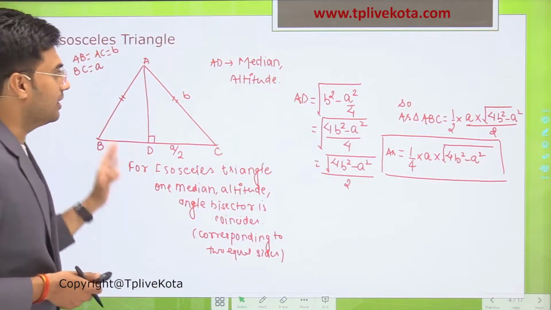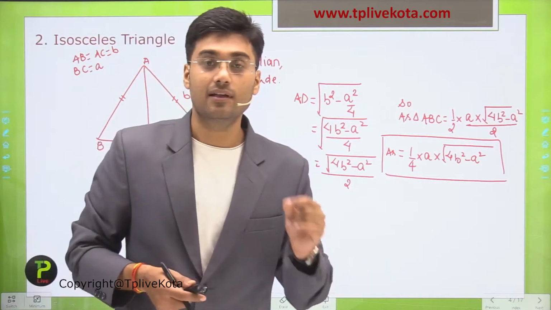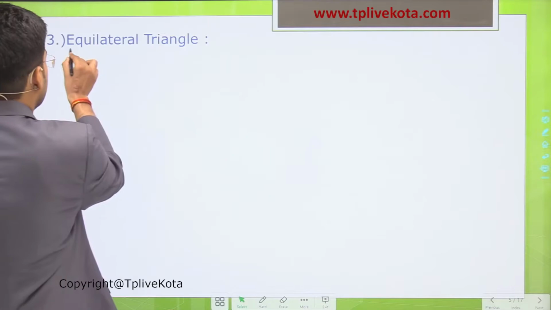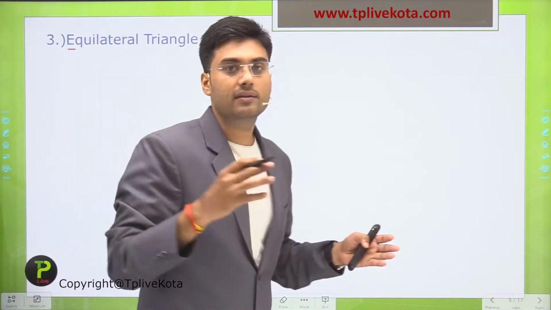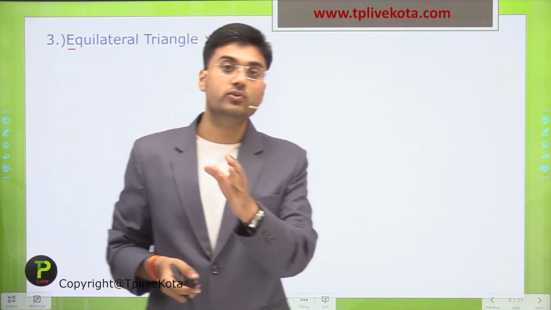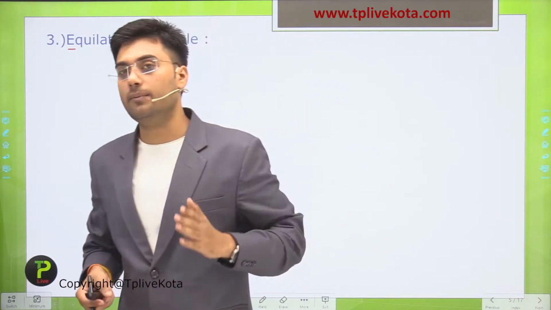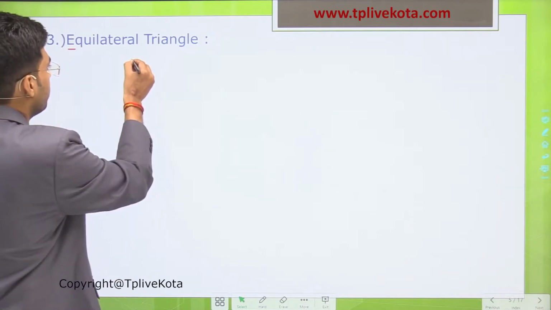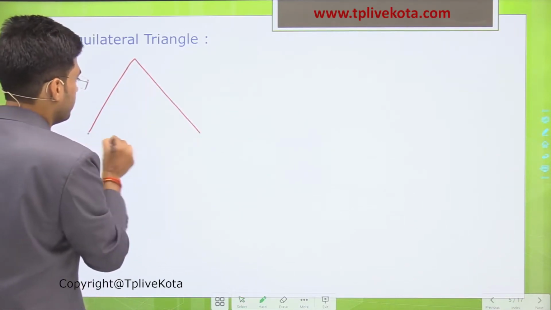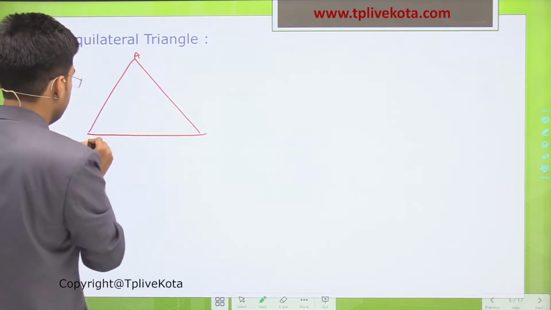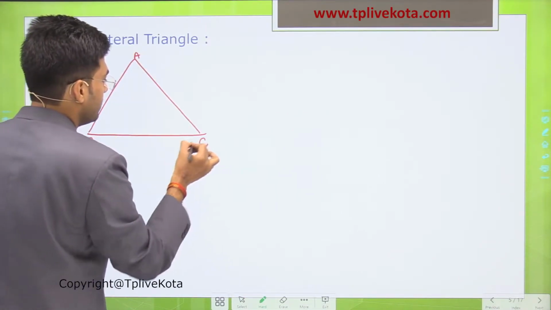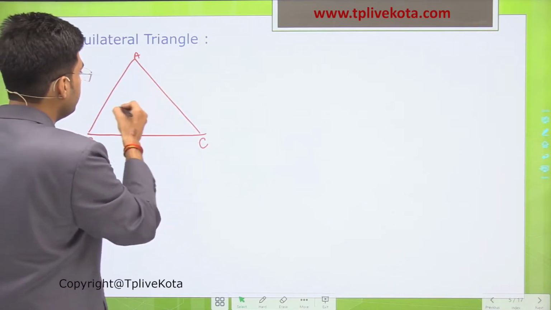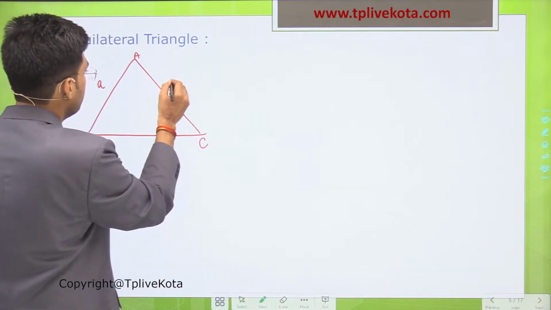Clear? Now after the isosceles triangle, the next is the equilateral triangle. Students, we can also find the area of an equilateral triangle by using the same formula, half multiplied by base multiplied by height, because again we use here the property of equilateral triangles. This is A, this is B and this is C. Now in this triangle ABC, all the sides are equal to a.